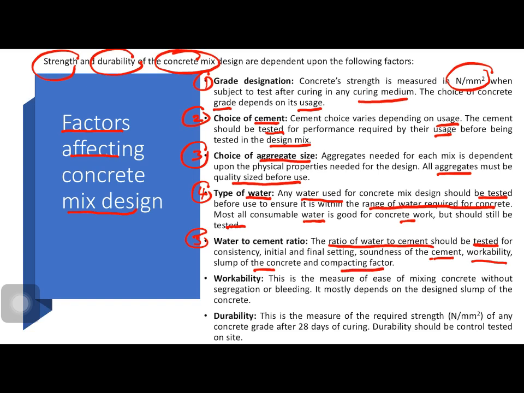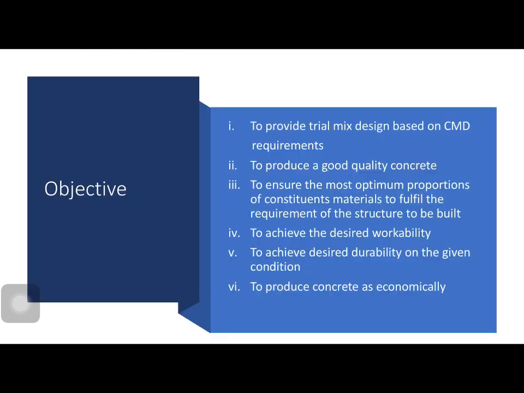And then number 6, workability. So here, this is the measure of the ease of mixing concrete without segregation or bleeding. It mostly depends on the design slump of the concrete. And the last one is about durability. So here, this is the measure of the required strength of any concrete grade at 28 days of curing. And durability should be controlled, tested on site.